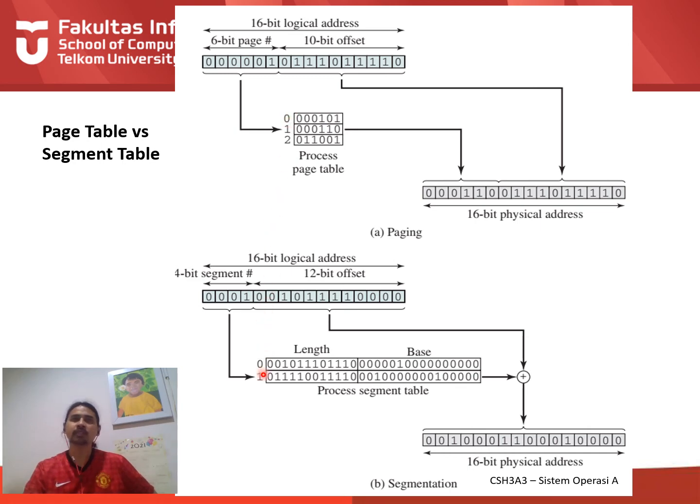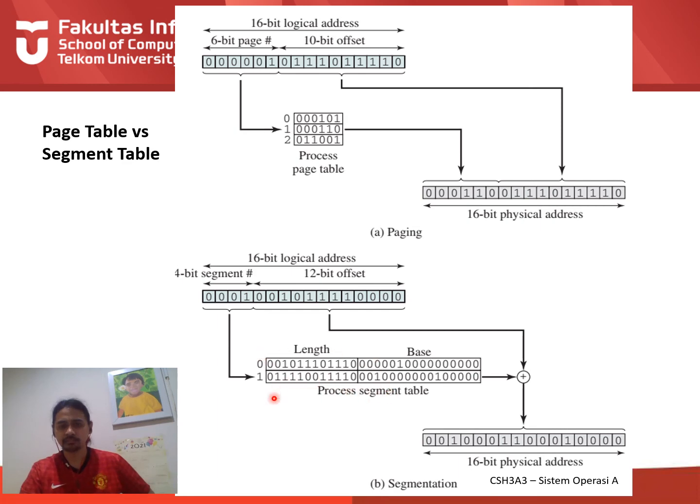As we can imagine, in segmentation, each segment has a different size. So if we are searching for an address, we have to know the size of the segment. Mapping the segment number to the memory address is not enough. We need to know the precise length of the segment.